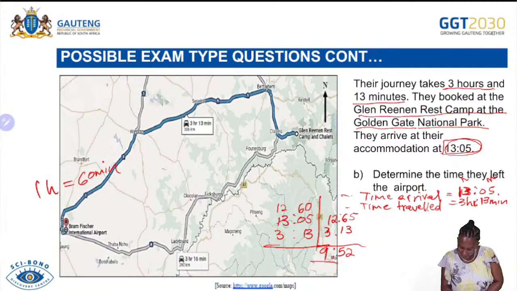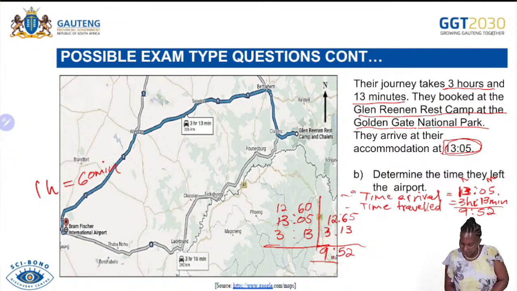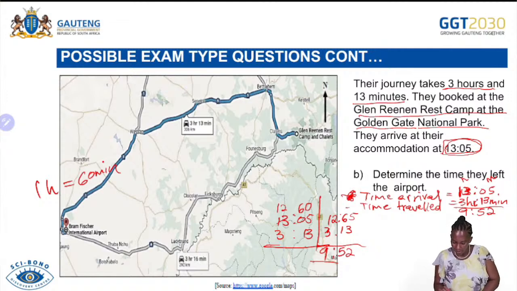So it means they left by 9:52. They left the airport by 9:52, and it took them 3 hours and 13 minutes to reach their destination at Golden Gate, Glen Renan Rest Camp, and then they arrived there by 13:05. As you can see, boys and girls, it's so easy. What you need to do here is check the time that they arrived at the airport, the time that they arrived at the Glen Renan Rest Camp, and the time it took them to reach their destination.